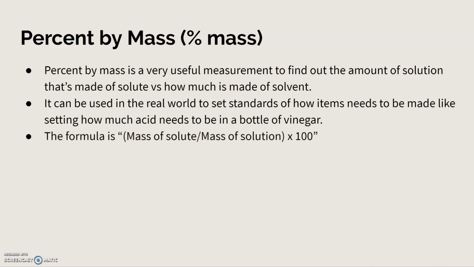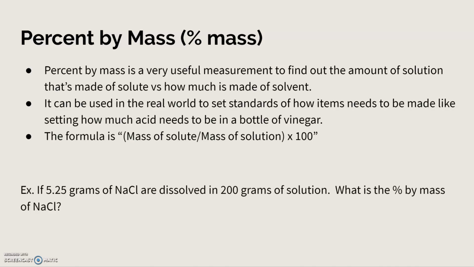The formula for percent by mass is mass of solute over mass of solution times 100. For example, 5.25 grams of NaCl are dissolved in 200 grams of solution. What is the percent by mass of NaCl? We would take the amount of grams of NaCl and divide it by the amount of grams of solution. Then we would multiply by 100. This gives us an answer of 2.625%.